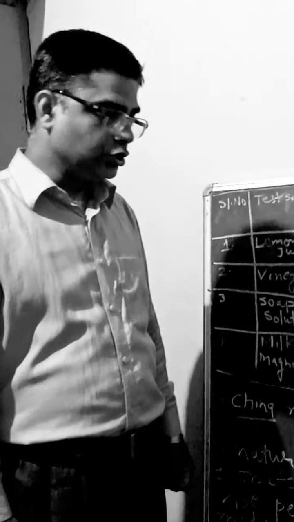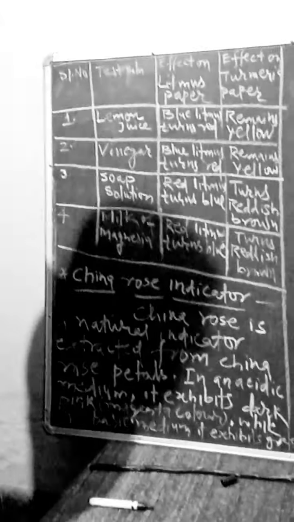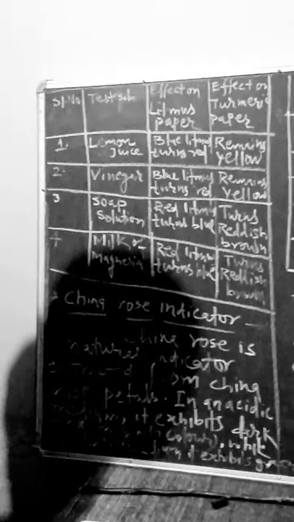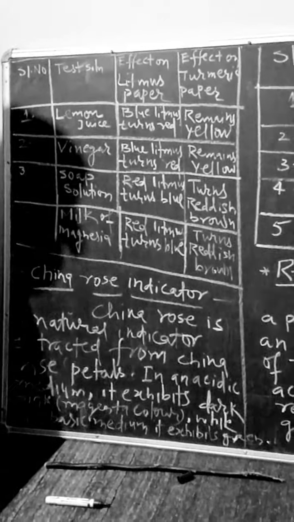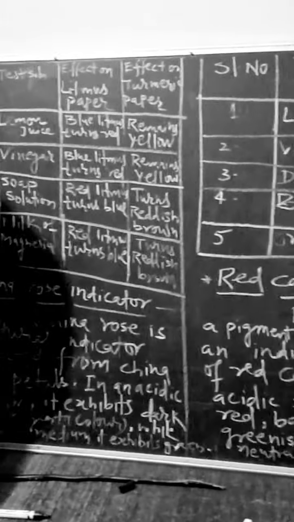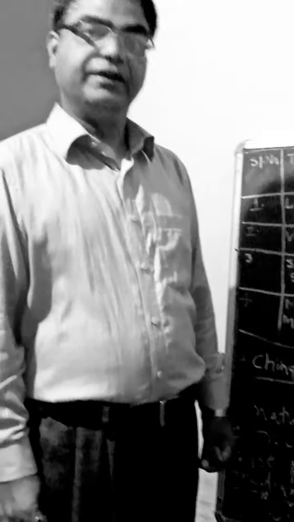So we have discussed different kinds of indicators. Number 1, litmus. Number 2, China rose and red cabbage. We also have turmeric as an indicator that we can use. They all come naturally, and we can get different effects with them.